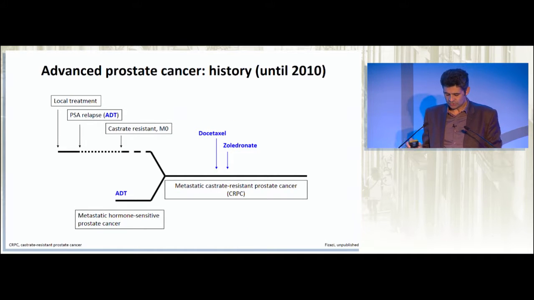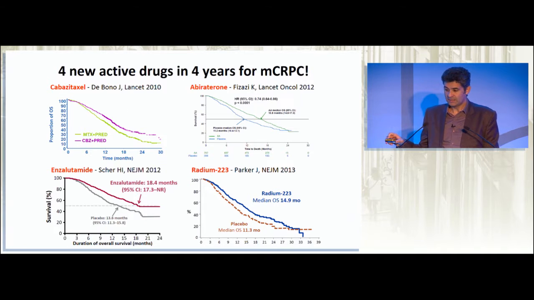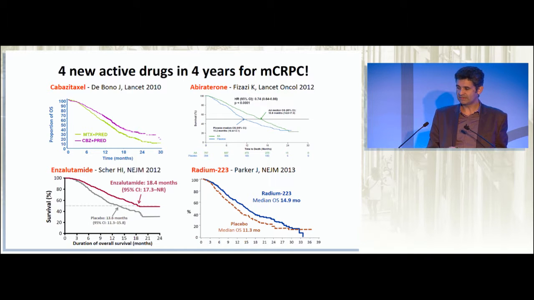So just to refresh your memory, this was the situation back, let's say, 6 years ago, when for patients with mCRPC, we had only the taxane and zoledronate to play with, and at least we've demonstrated activity. The taxane improved overall survival, zoledronate, as Noel already alluded to, improved morbidity. Not much more than that. And it has changed dramatically thanks to all these agents: cabazitaxel, abiraterone, enzalutamide, radium.